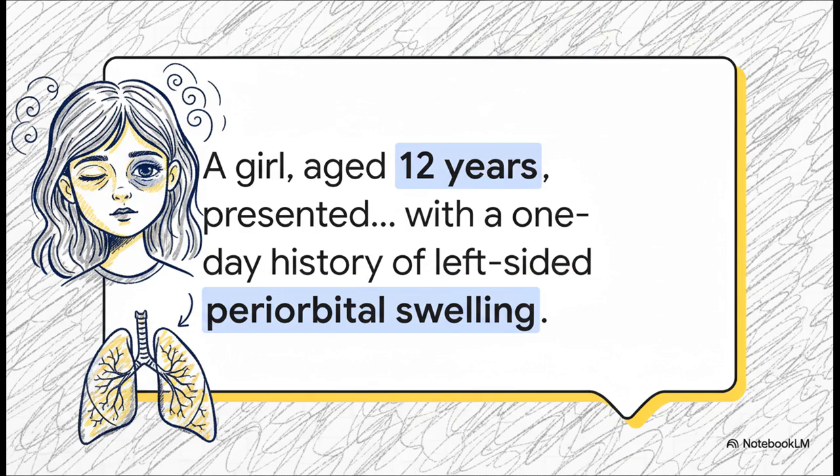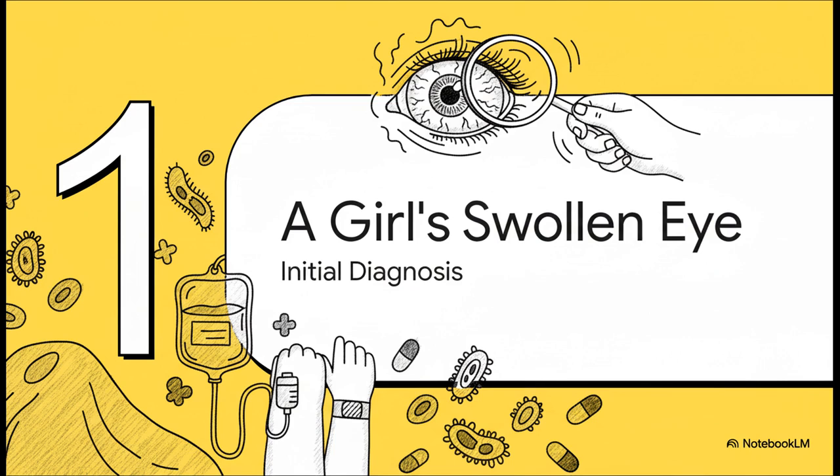Picture this: a 12-year-old girl. She shows up at the emergency room. She's got a pretty nasty swollen eye, a cough, and a headache. So, the doctors take a look, and their initial diagnosis is periorbital cellulitis. Now, she seemed pretty well otherwise, but her blood work told a different story. It was showing clear signs of infection. So, they admitted her to the ward and got her started on IV antibiotics right away.